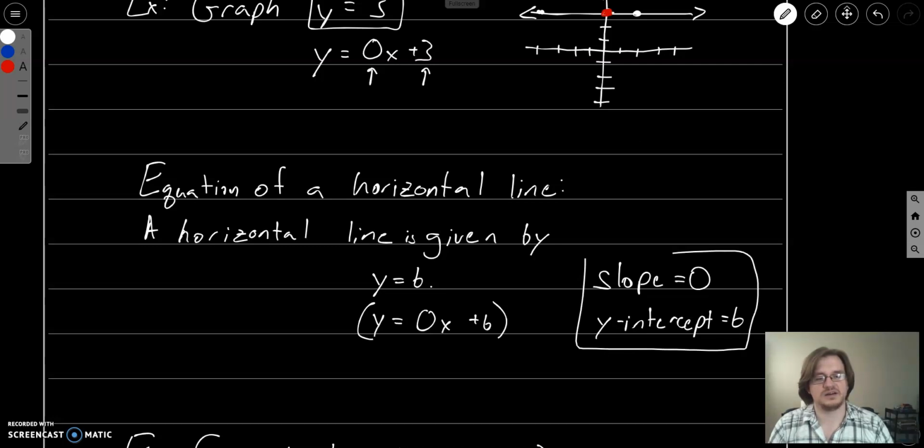So when we're given an equation of a line, y is equal to b, we know it's horizontal, it has slope 0, and we can find the y-intercept. So it's pretty easy to graph.